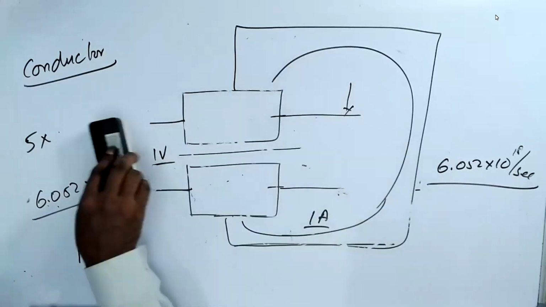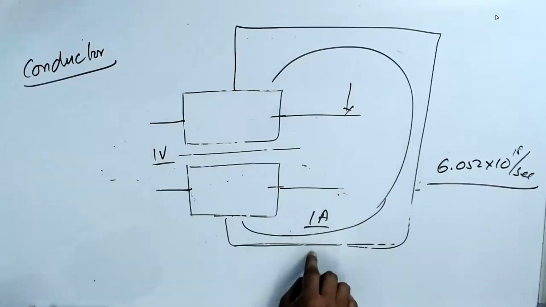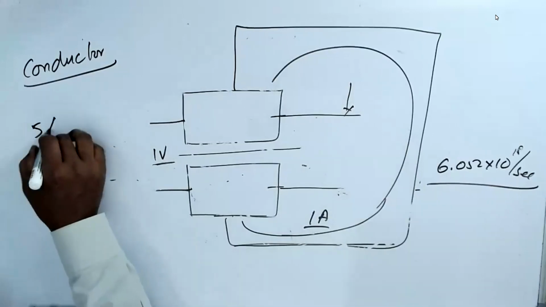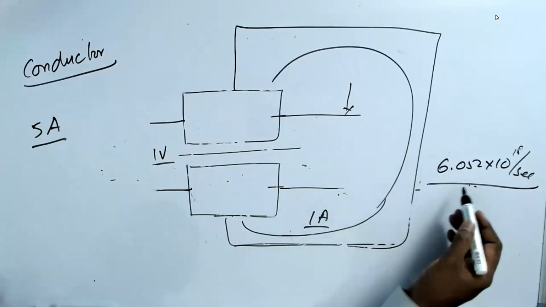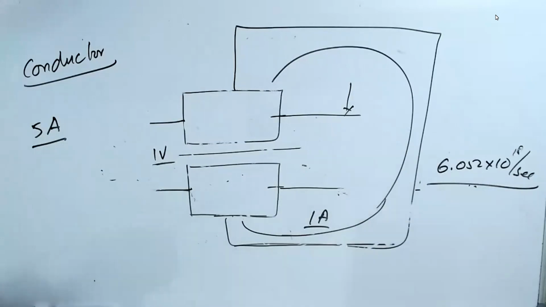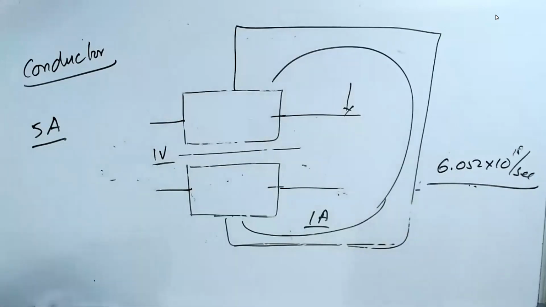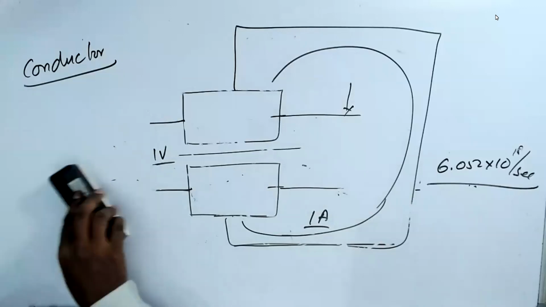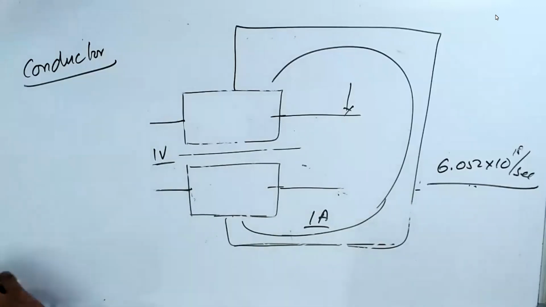Now, the manufacturer of these conductors will tell you that, hey, my conductor can withstand only 5 ampere. That means that it can only withstand so much of electrons flowing through it. If more electrons flow through that, the conductor will get busted out. That is one. Now, here's a trick.